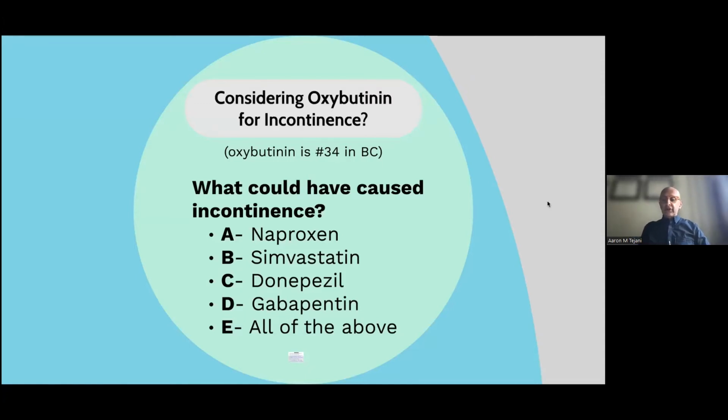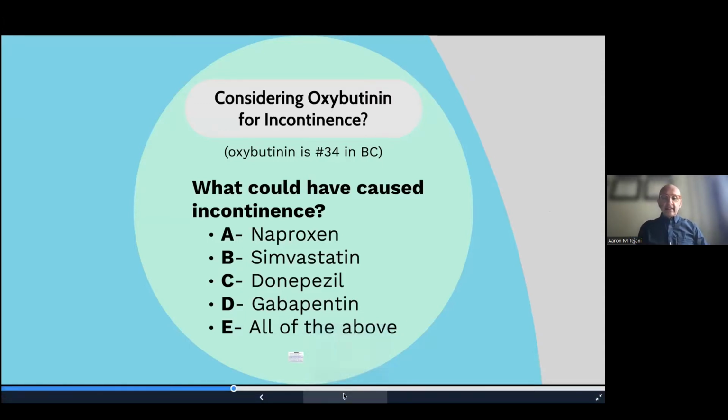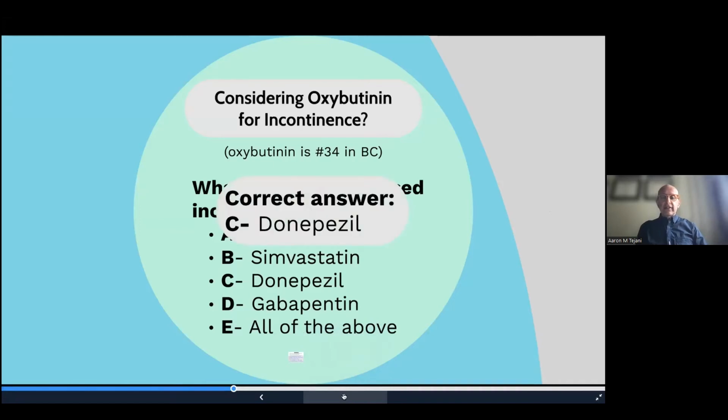And Jane is correct that it's the cholinesterase inhibitor donepezil, which has been reported in the literature. And I'm not sure donepezil prescribing is very common, but at least oxybutynin would be. So at least you would suspect that some of the oxybutynin prescribing has to do with cholinesterase inhibitors.